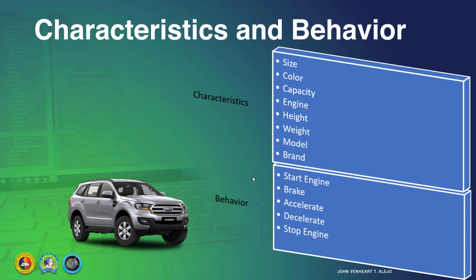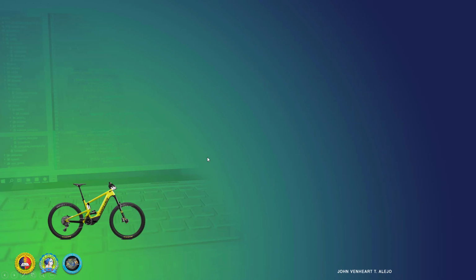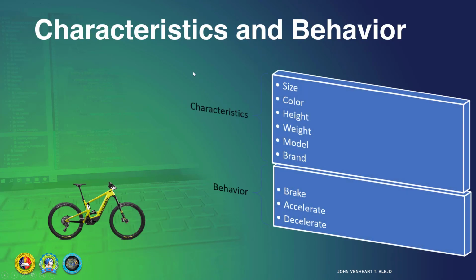So we are going to proceed to another object, the bike. It also has characteristics and behavior. The bike has a size, like 29er, 27.5, or 26. You have a color, we can have red, the height, the weight, the model, the brand. Can somebody add characteristics of the bike?